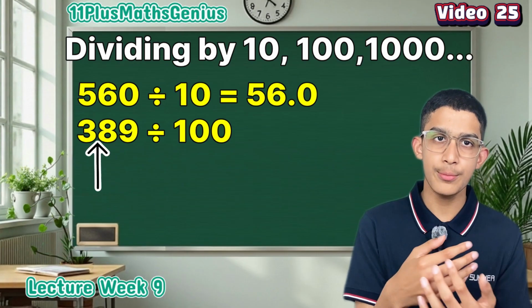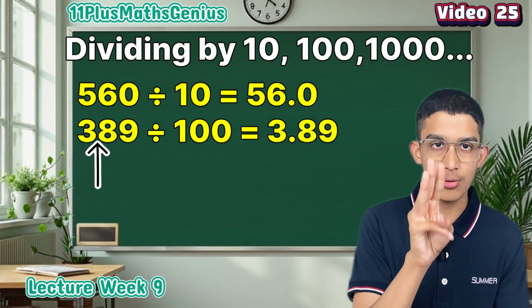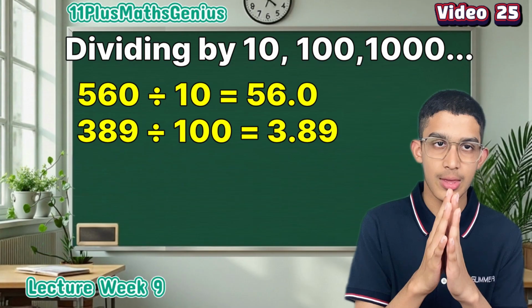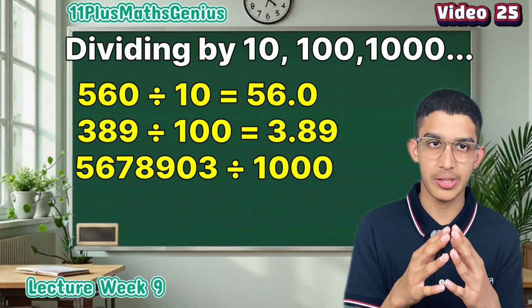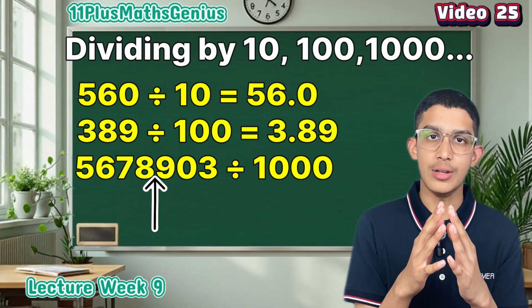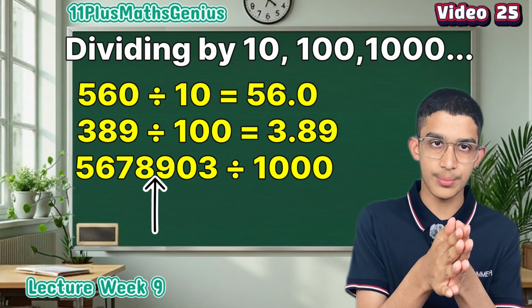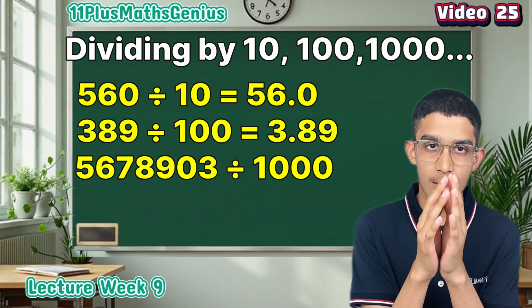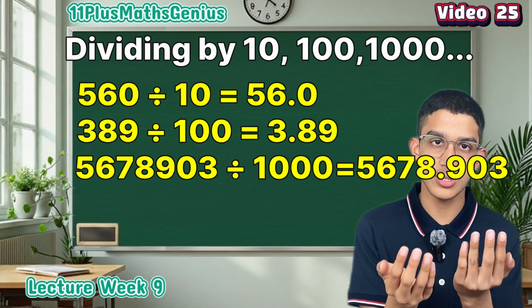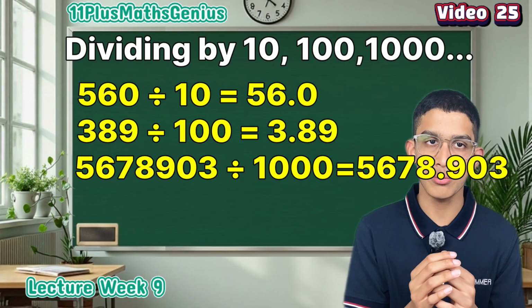389 divided by 100 is 3.89. 5,678,903 divided by 1,000 is 5,678.903.